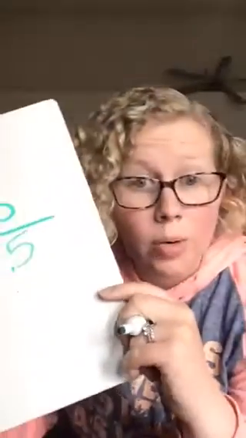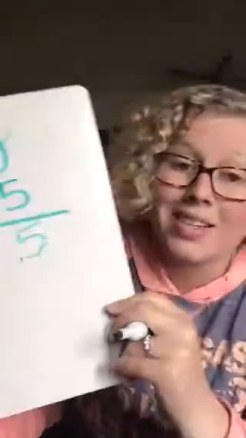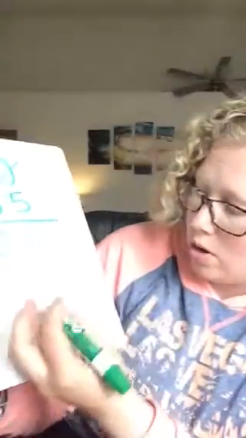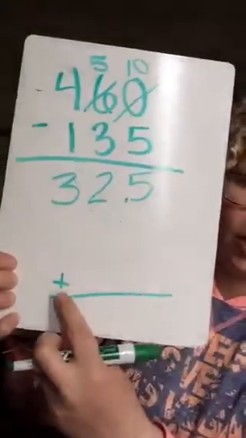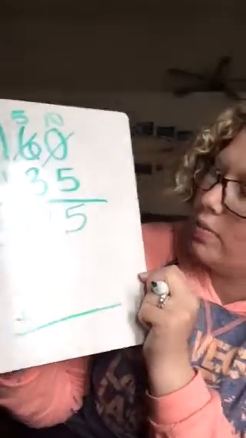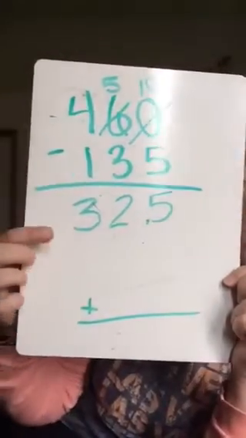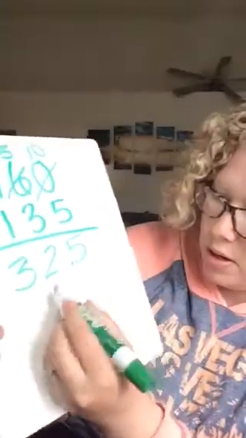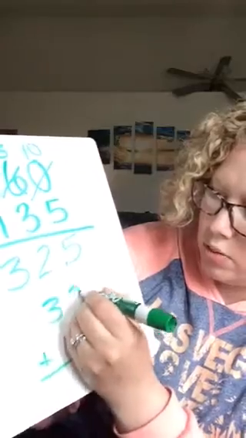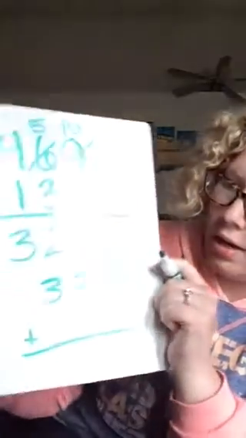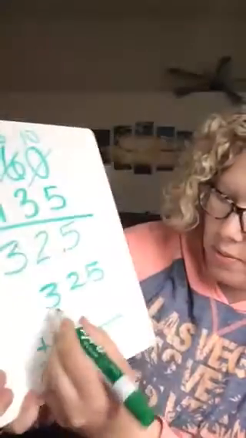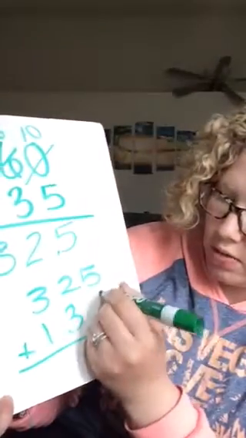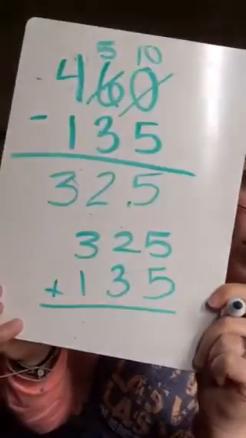So now I need to check my work by doing the opposite. Opposite of subtraction is addition. So I'm going to put my addition sign and my line. That time I put my addition sign on the right side. That's good. Okay, and I'm going to start with my bottom number first. So I'm putting this number on top. 325. Now I'm doing the opposite. Now I have to go up here. 135 comes next. Okay, so now I have my addition problem.